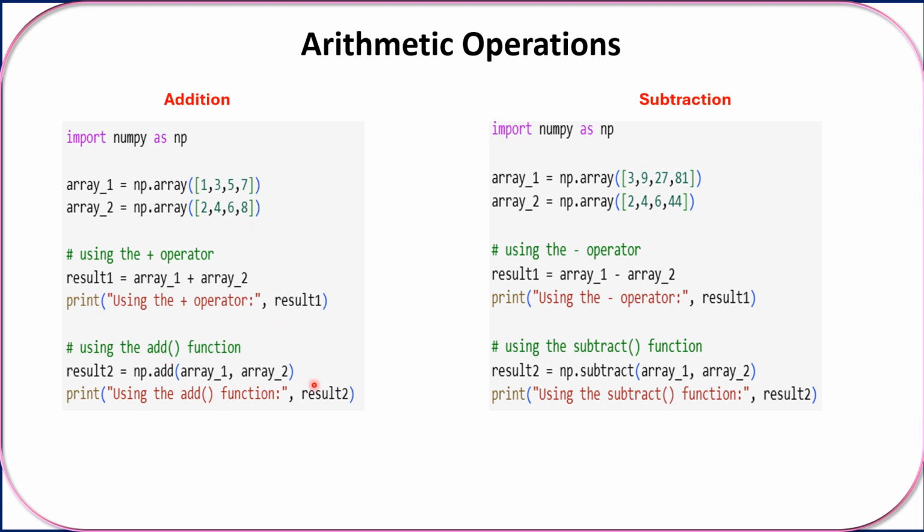And here the example is shown in such a way that we are performing the addition operation by using both the plus operator as well as the add function. So here the result will be written as array 1 plus array 2. So it will be added and the result will be displayed. Likewise, we are performing the same addition operation by using the add function. np.add will be written with the two arrays that we are supposed to add. Let us check what the output is.